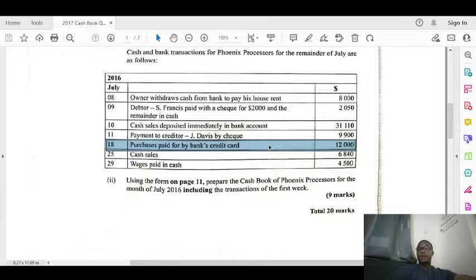Credit purchases are recorded in what? The purchases journal or the purchases daybook. See it? Book of original entry. You need to know that. I think I have a video on that, by the way. Yeah, I have a video on purchases journal and purchases ledger, sales journal, sales ledger. You need to check it out. Alright?